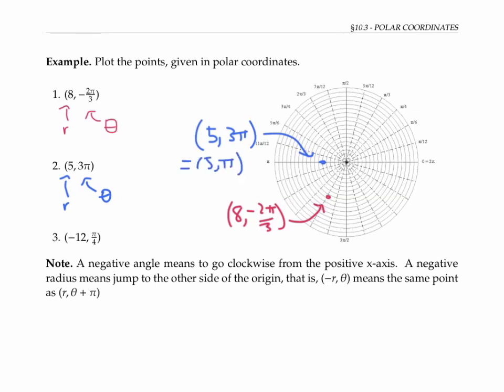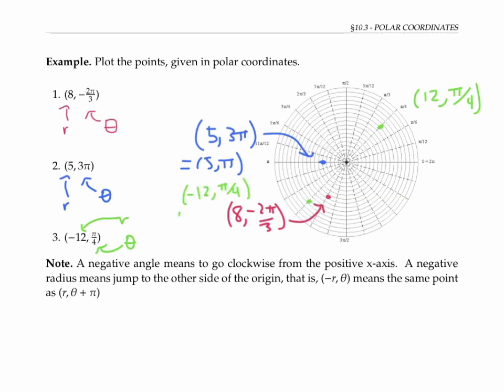The next point has an angle of pi over 4 and a radius of negative 12. The negative radius means that I need to jump to the other side of the circle before I plot the point. In other words, instead of plotting the point at an angle of pi over 4 and a radius of 12, which would be about right here, I go to the opposite side of the circle and plot it at the same distance from the origin, but 180 degrees or pi radians around the circle over here.